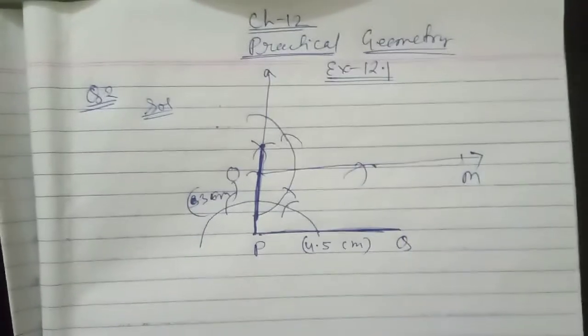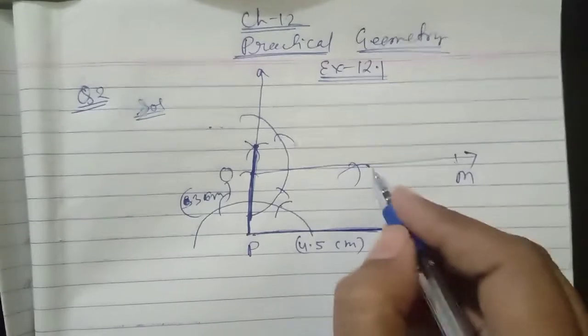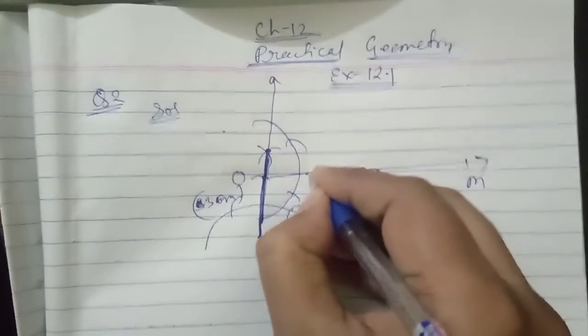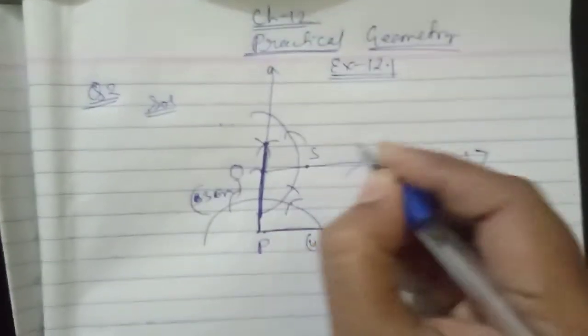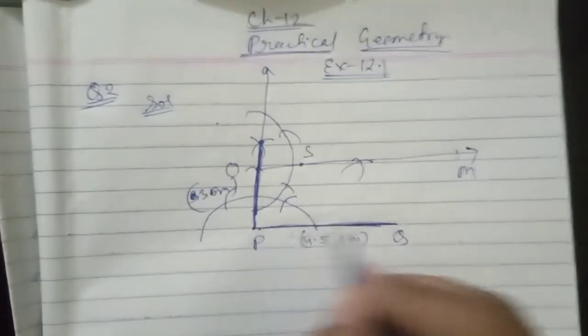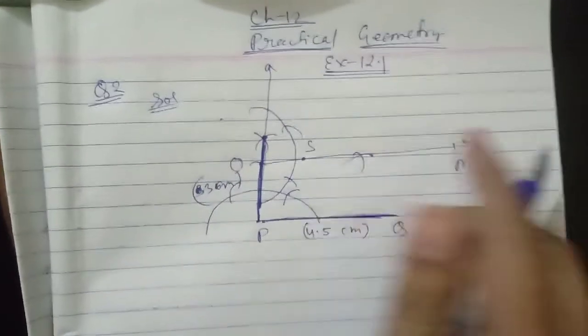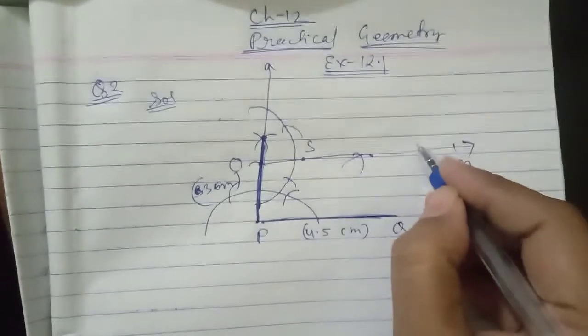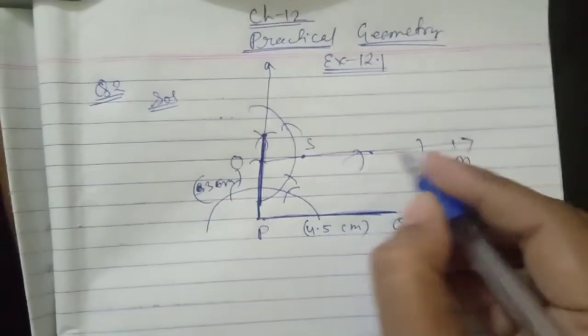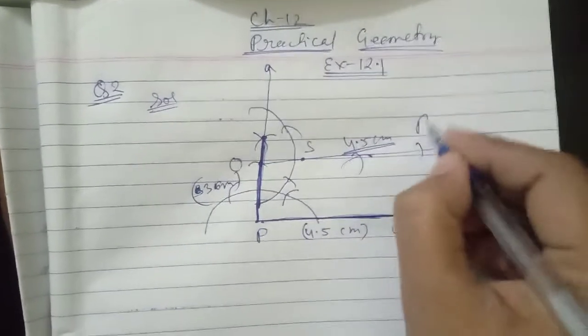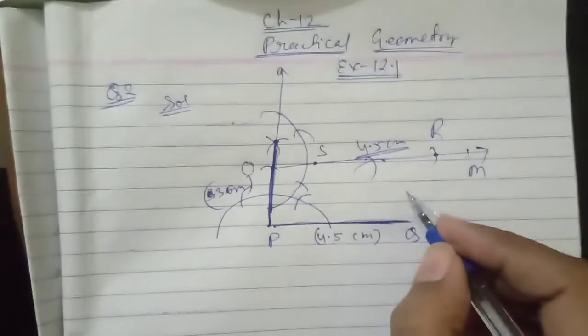Then we have to take any 2 points S and R with SR of 4.5 centimeter. Suppose this is point S. Then we measure PQ, because the length of PQ is 4.5 centimeter. Then open the radius and make the arc here like this. It is 4.5 centimeter. This point is called R.